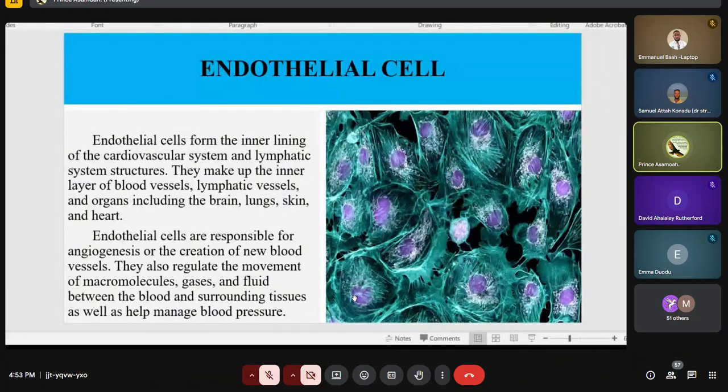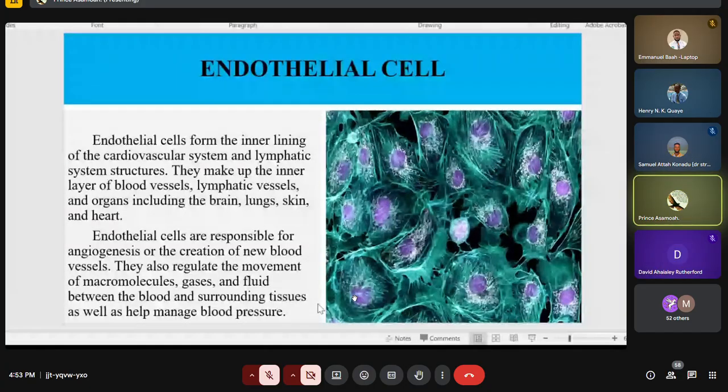When we say angiogenesis, we are saying what? Creation of new blood vessels. And then they also regulate the movement of macromolecules, gases, and fluid between the blood and surrounding tissues, as well as help manage blood pressure.